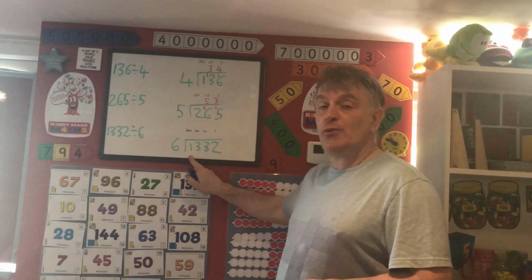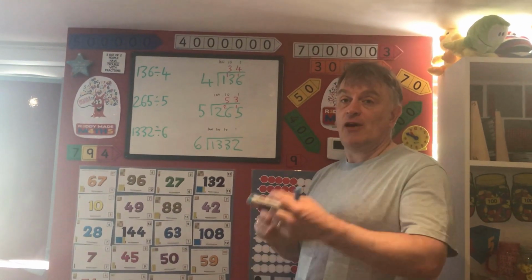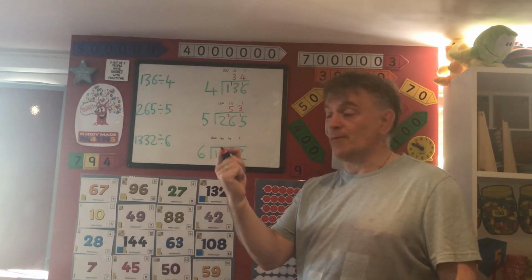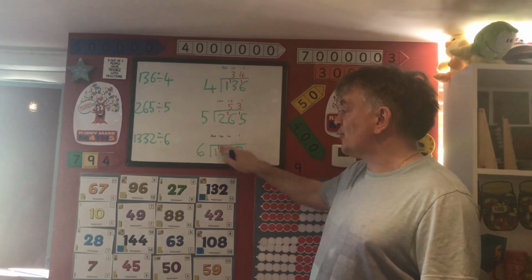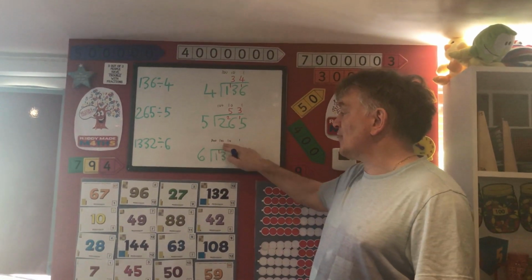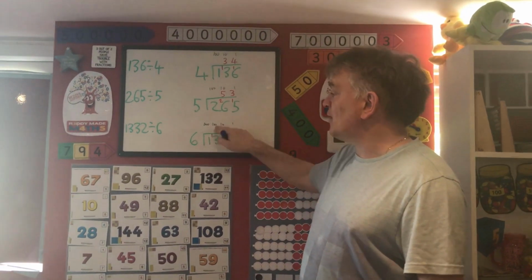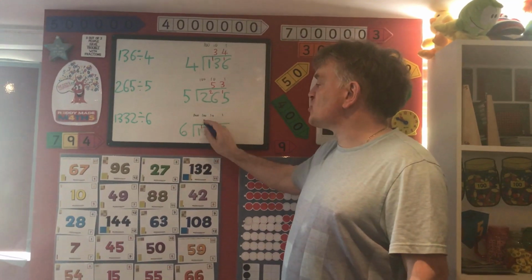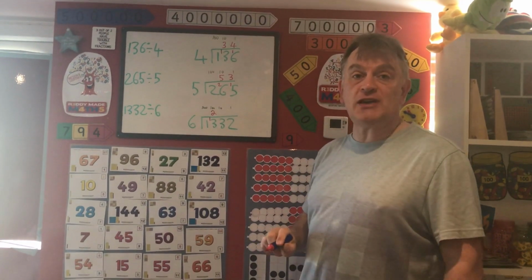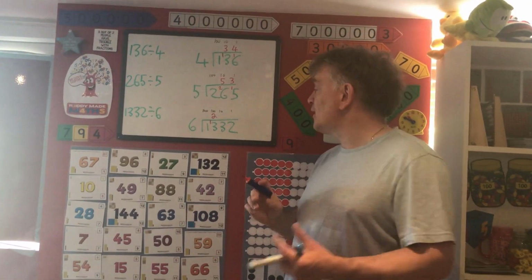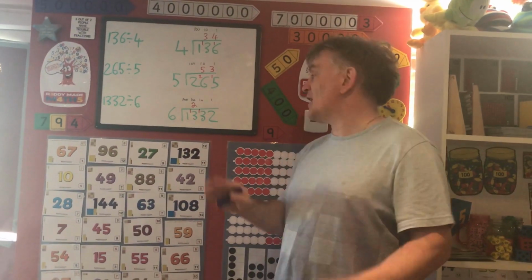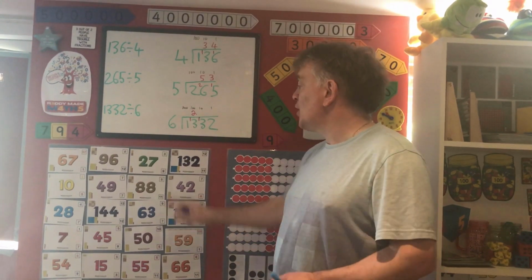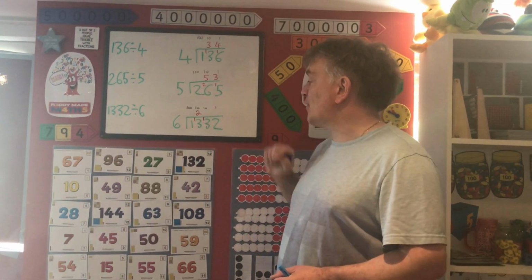We had 1,000, we tried to share the 1,000 between 6. That can't be done in thousands because we only had 1 of them. So we exchanged that for 10 hundreds. We now have 13 hundreds. 1,300 is 13 hundreds. 13 hundreds shared between 6. We got 2 hundreds each. There was 100 left, so we exchanged that 100 into tens because that 100 couldn't be shared between 6. We now have 13 tens, or 130.